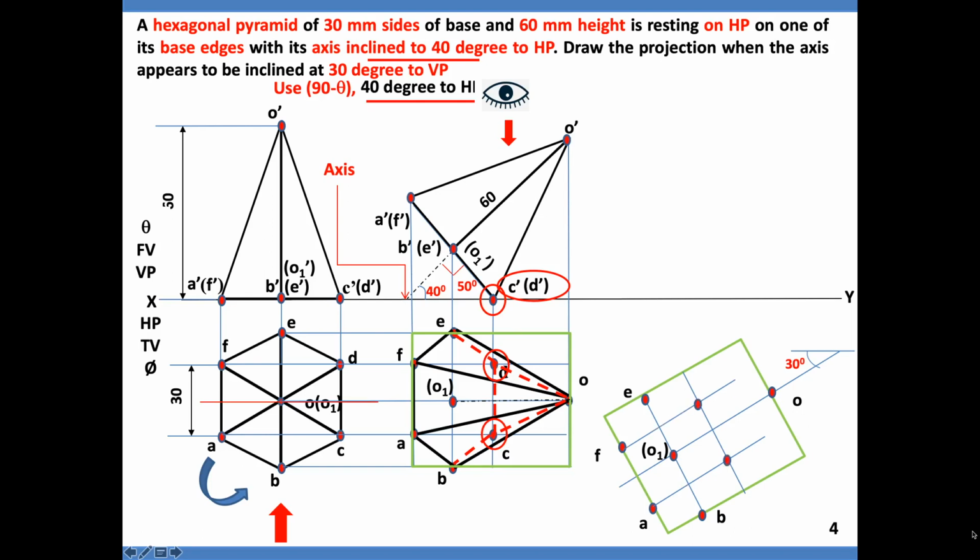Identify the points. You got all 6 points plus 2 points, totally 8 points. Now you join it. Complete the view. You got the fifth view drawn at an incline of 30 degrees to VP. After drawing this, in order to draw the sixth view, again apply the 7 rules. I will tell.